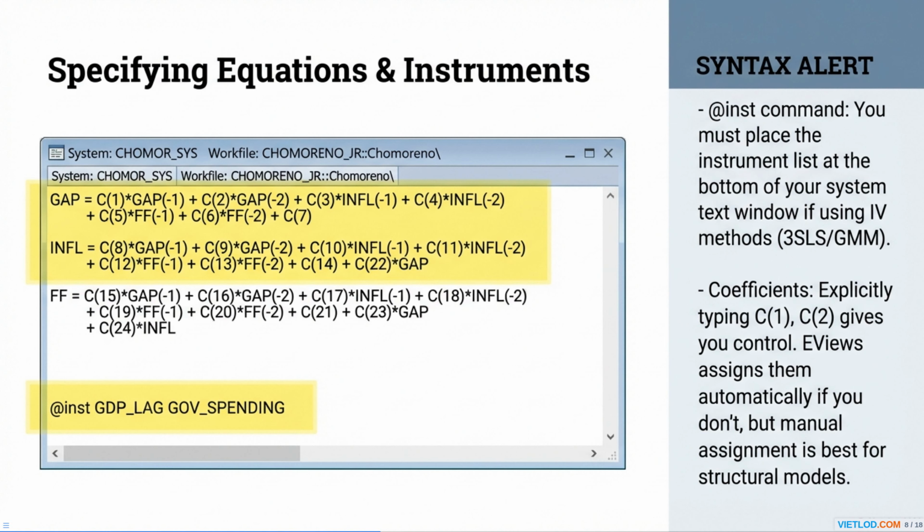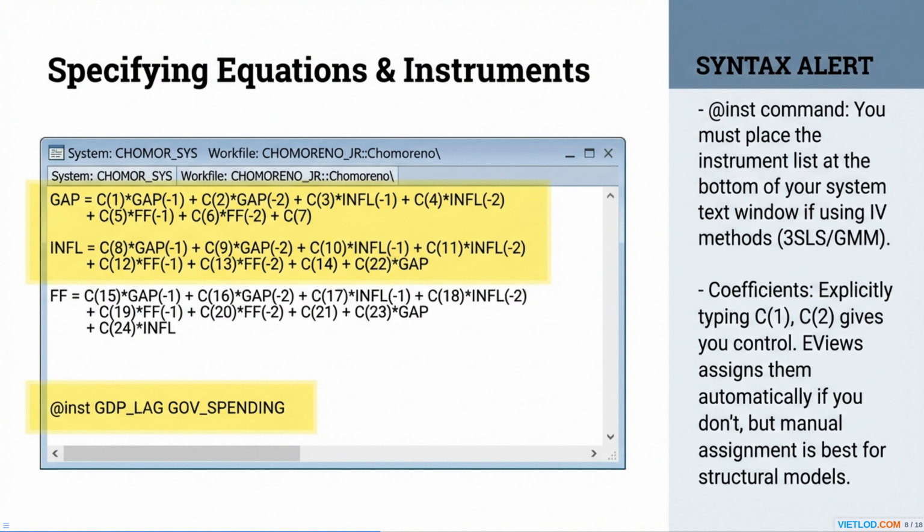Inside the System Object window, you'll write each equation of your model on a new line. You can see here a three-equation macro model for gap, inflow, inflation, and FF, the federal funds rate. If you are using an instrumental variable method like 3SLS or GMM, you must declare your instruments. This is done using the @inst command, followed by a list of all instrumental variables. Crucially, this list must be placed at the very end of your system definition.